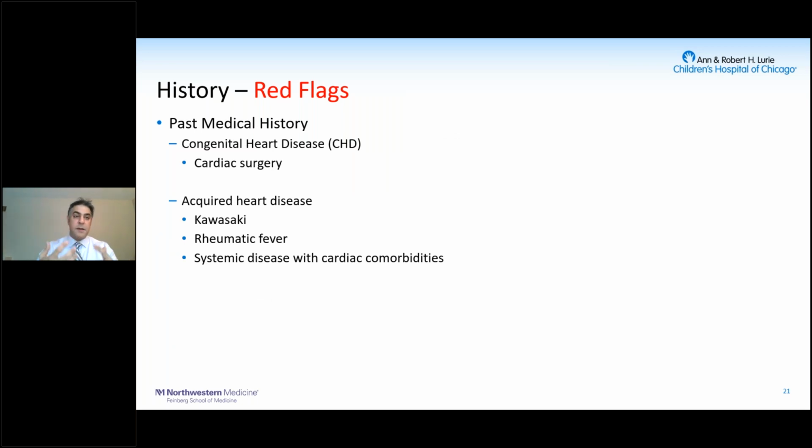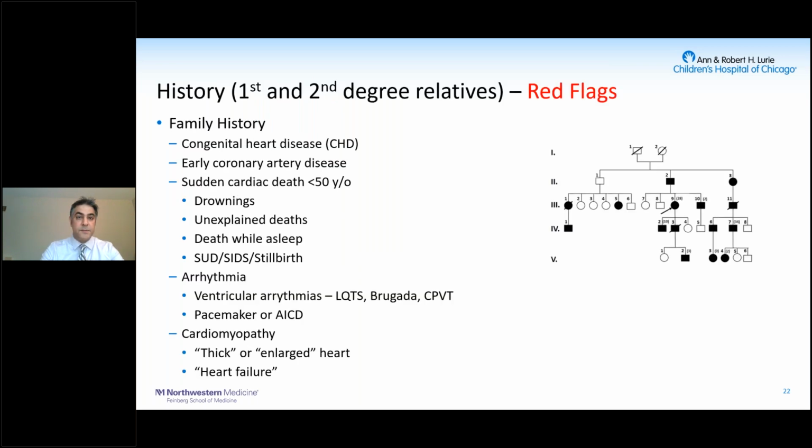And now, if anyone has an underlying heart disease, whether it's congenital or acquired, of course, they are at higher risk for having cardiac syncope, and these patients are typically followed by cardiology. But also, if you have some underlying systemic disease that can predispose you to cardiac comorbidities: lupus, malignancy, clotting disorders.